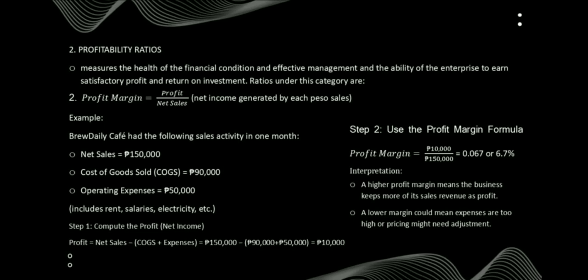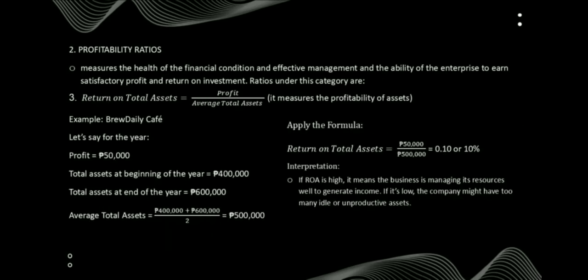To get the profit, we have to deduct the cost of goods sold and operating expenses from the net sales, and we got a difference of 10,000 pesos. To get the profit margin, we have to divide the 10,000 pesos profit by the 150,000 pesos net sales, which we got 0.067 or 6.7%. A higher profit margin means the business keeps more of its sales revenue as profit, while lower profit margin could mean expenses are too high or pricing might need adjustment.